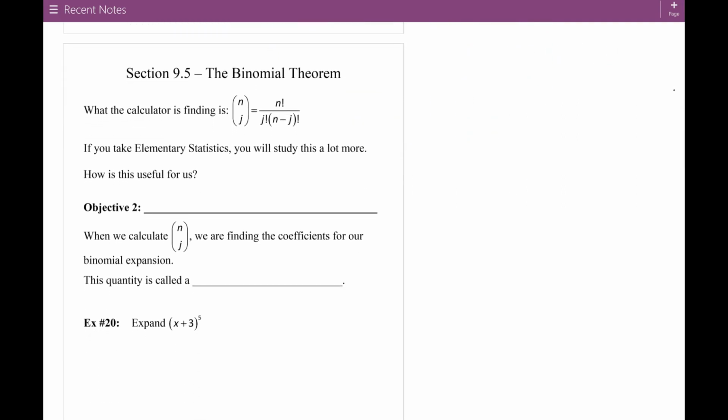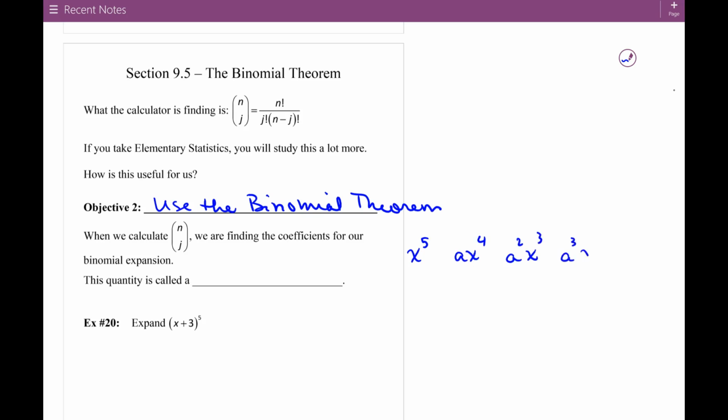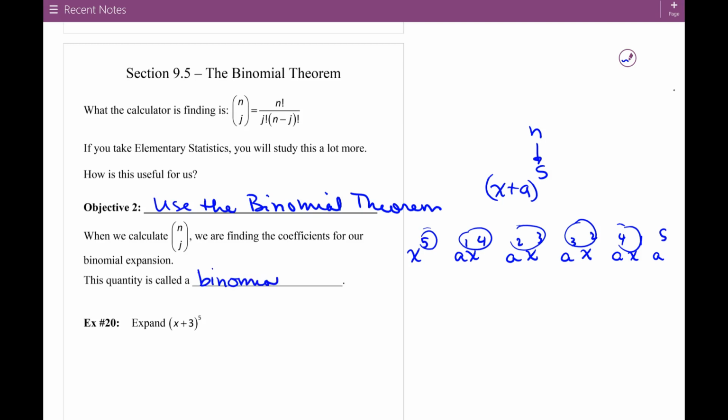So if you take elementary statistics, you study this a lot more, but we want to know how it's useful for us. So objective 2 is to use the binomial theorem. And one other pattern I want you to notice is we have x to the 5th, and then we had a x to the 4th, a squared x cubed, a cubed x squared, a to the 4th x, and a to the 5th. I want you to notice that if I add the exponents, they always add up to this n number that's the exponent on the binomial that we're expanding. So this quantity is called a binomial coefficient.